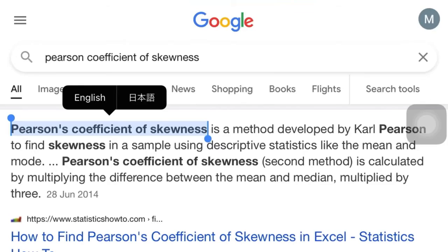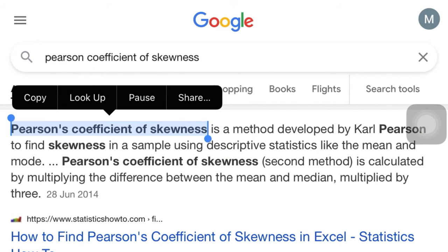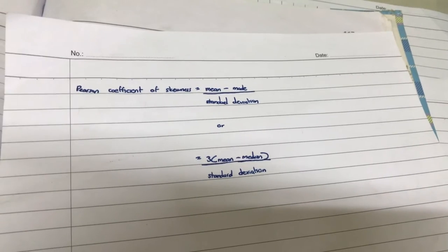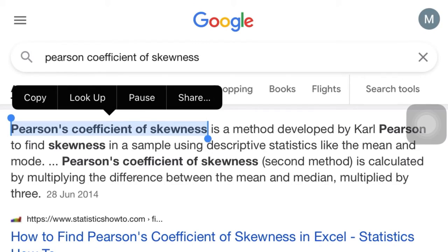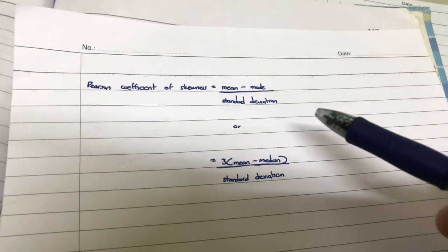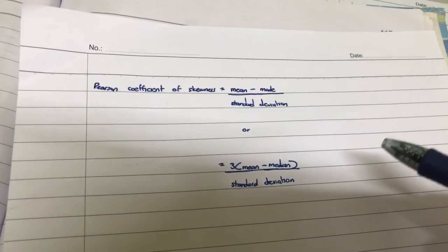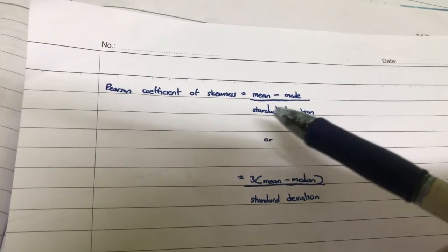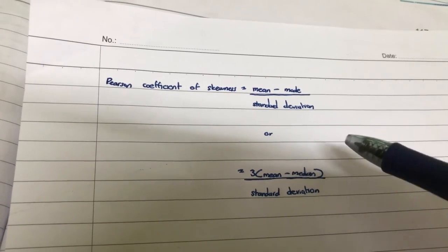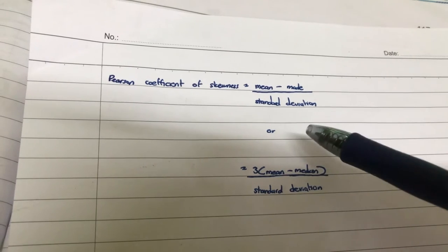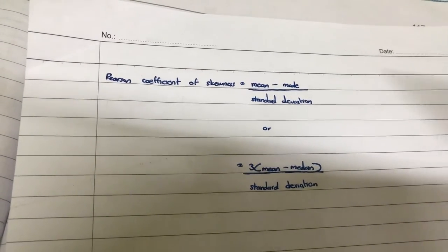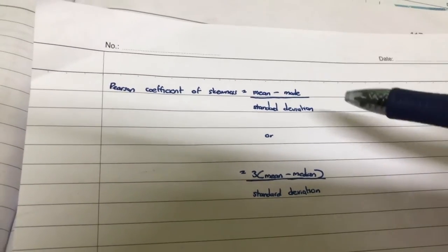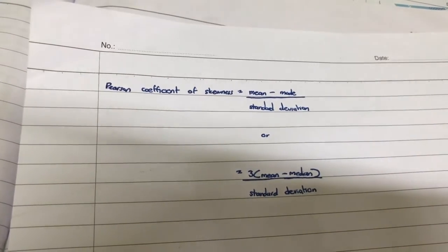Pearson's coefficient of skewness. And let's begin. As you can see around here, Pearson's coefficient of skewness has two ways to find the value. First formula is mean minus mode over standard deviation. Or you can do 3 times bracket mean minus median over standard deviation. But right now we use the first formula because it's easier.